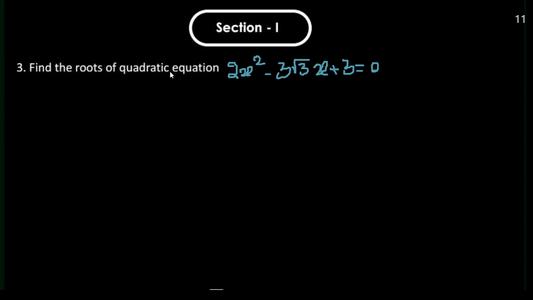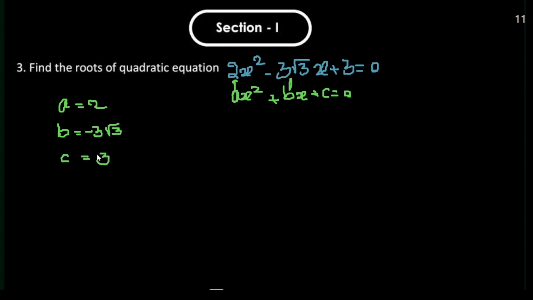We can do it both ways, right? We can either do factorization or we can simply use the formula. It's better to use the formula, faster. Here it is in the form of ax square plus bx plus c is equal to 0, right? Here a value is 2. Just compare these two. Okay, a value is 2, b value is 3 root 3, but it has a minus sign, so it is minus 3 root 3. And what is c value? Simply it is 3, right?